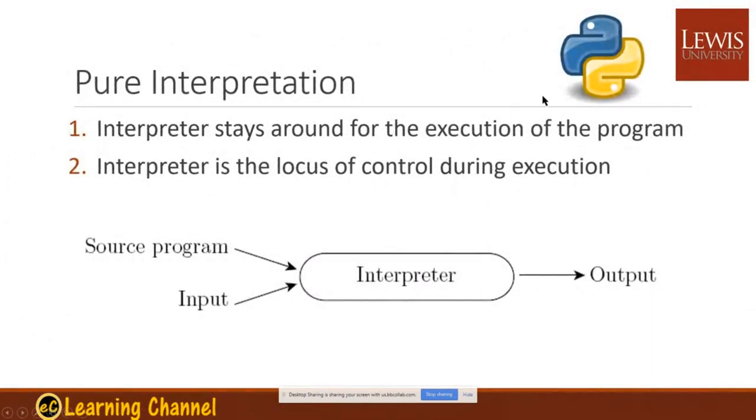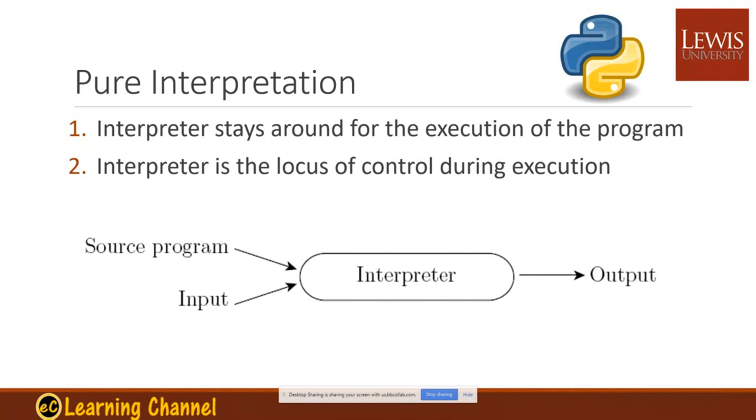Pure interpretation is like Python. It's mainly for scripting languages. In the early days, scripting languages were used for shell scripting. So you may use the Unix shell language, and those shell languages are pure interpretation. So they take the statements one by one.